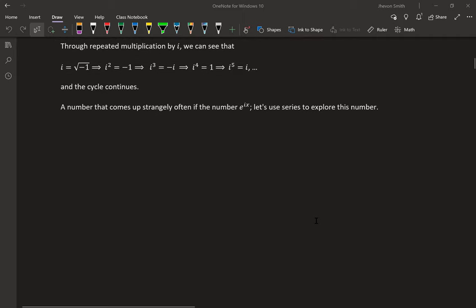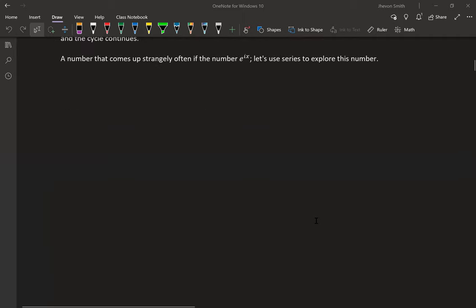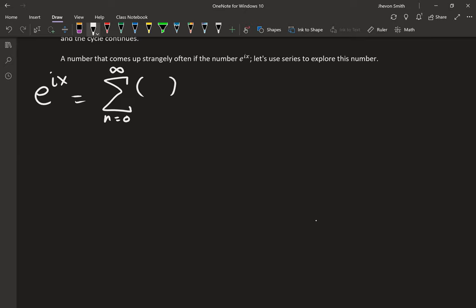Now, it turns out we can use series to explore this number. So notice here, if I have e to the ix, I can think of this as a series, right? This is the series of x to the n over n factorial, where my x here is that.